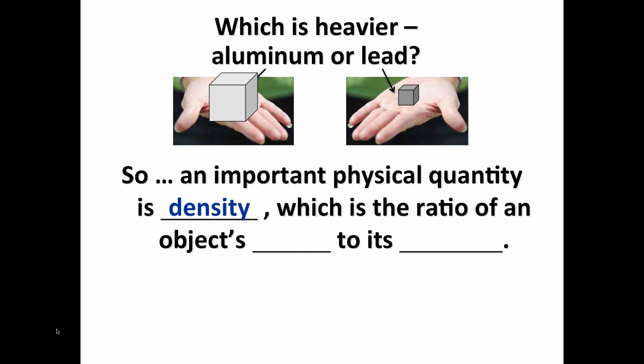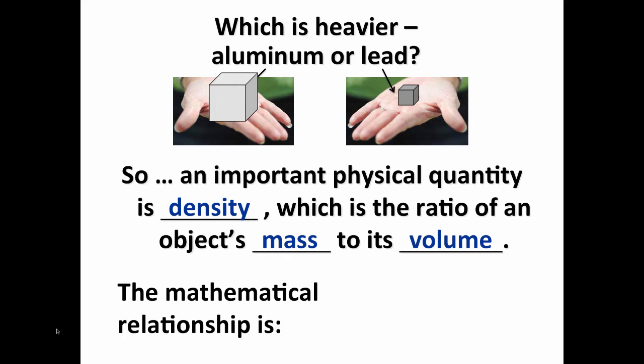And this is an important physical quantity known as density, and we use this a lot. It's the ratio of an object's mass to its volume. So it's a measure of kind of how compact the matter is, in a sense, how much mass there is in a given amount of volume. And the density's mathematical relationship is density D is equal to mass M over volume V.